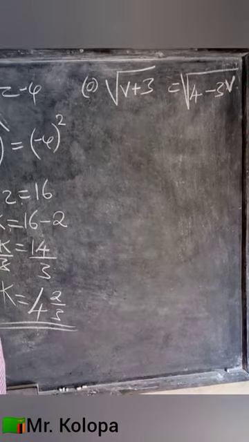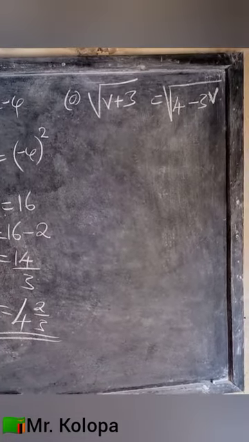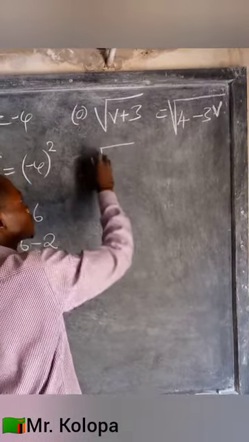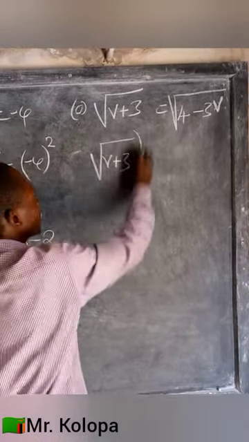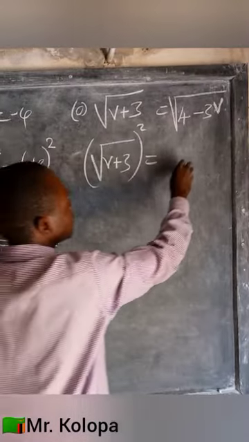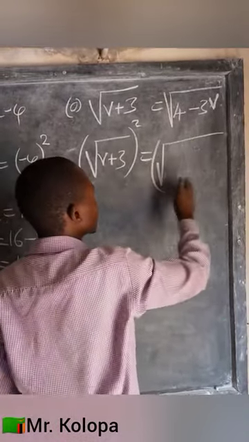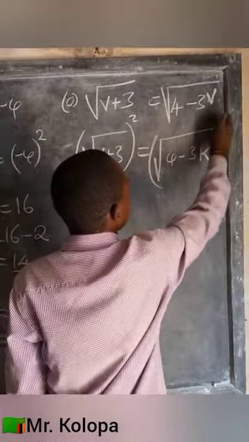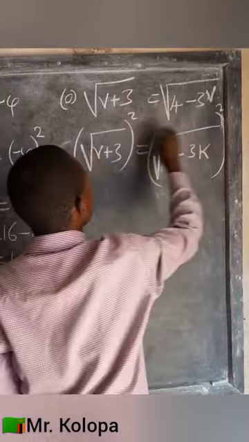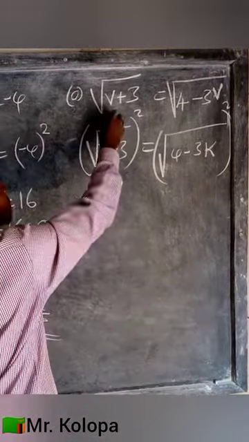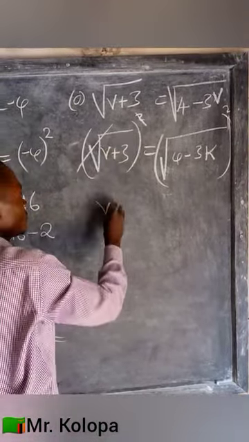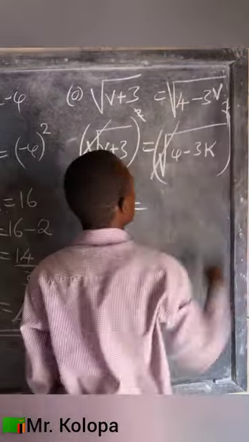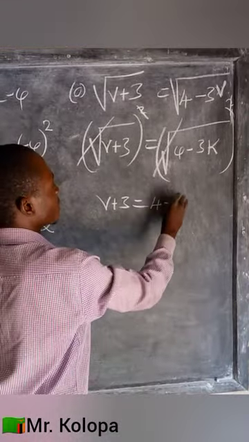So still we have to do the same. We have to introduce the square both sides. So in this case, we introduce the square this side, also the square this side. So it will be square there, square there. Then this square root and the square will cancel, and we remain with 4 minus 3v.